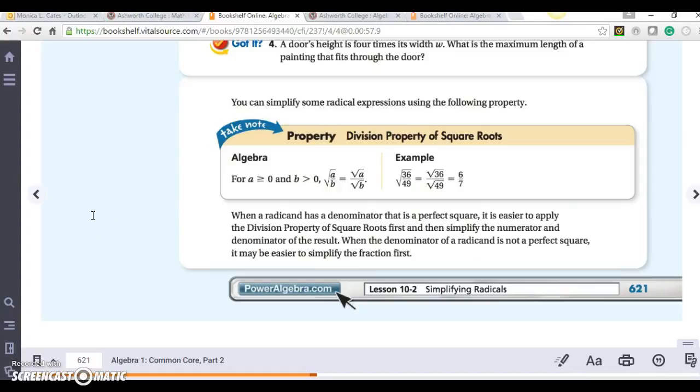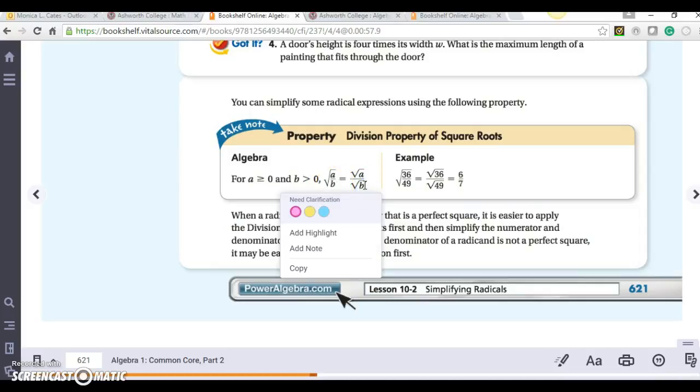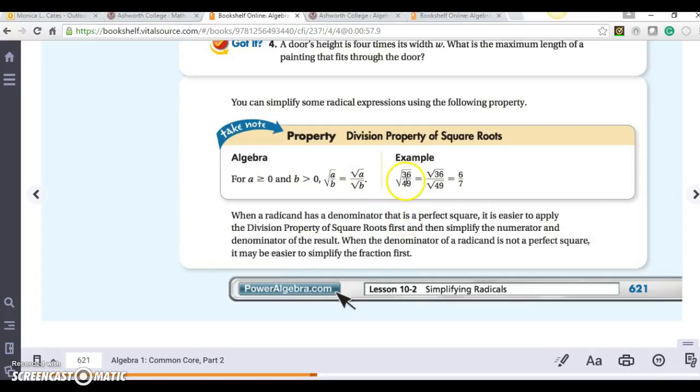Okay, you can simplify some radical expressions using the following property. So, division property of square roots. If a is greater than 0 and b is greater than 0, the square root of a over b can also be written as the square root of a over the square root of b. So I can take the square root of 36 over 49 and rewrite it as the square root of 36 over the square root of 49, which gives me 6 over 7.